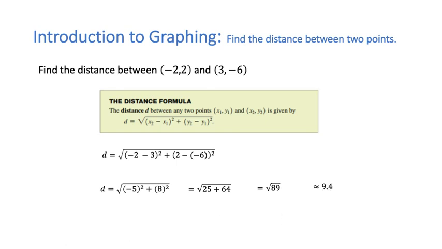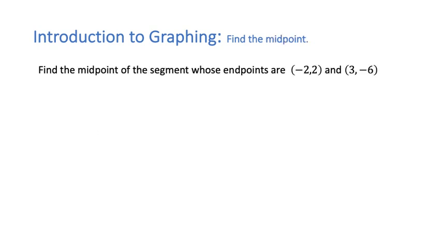So it's approximately 9.4. Just to let you know, on MyMathLab, if it asks for an exact answer, that's going to be in the square root form. And if it asks for an approximate answer, that's going to be the decimal. And it'll always tell you how many decimal places to round it to, so make sure you're paying attention to that. Okay, we're going to do midpoint next.